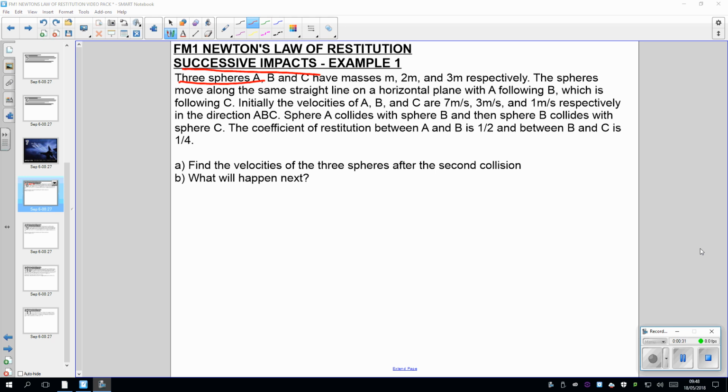And really, even though it might seem a bit complicated, it's not. It's the same thing over and over. Newton's laws, finding out what E is and using conservation of momentum as well. So let's have a go.